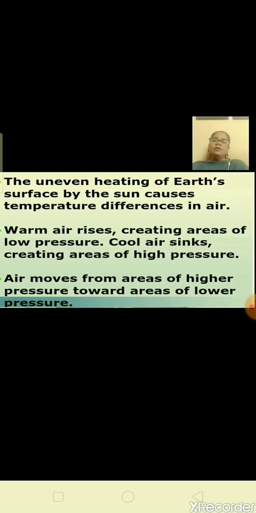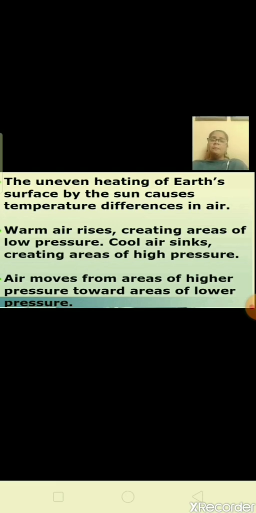The uneven heating of Earth's surface by sun causes temperature differences in air. The warm air rises, creating areas of low pressure. Cool air sinks, creating areas of high pressure. Air moves from the areas of high pressure towards the area of low pressure. Now let us look at this in detail.